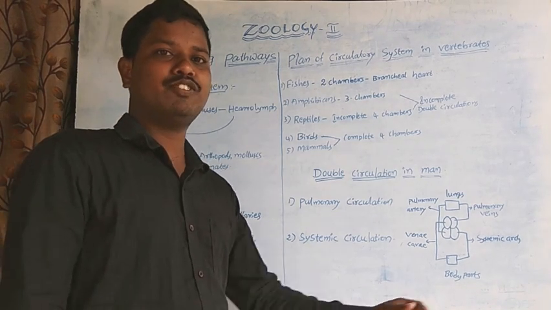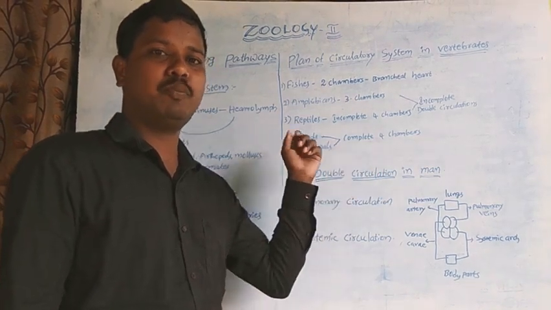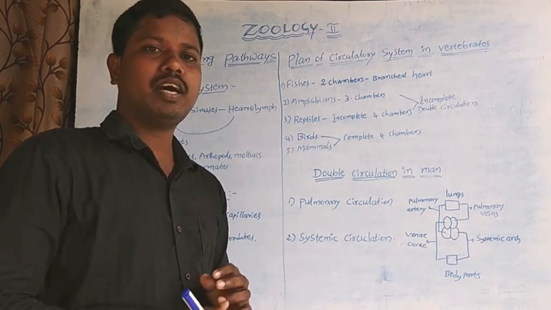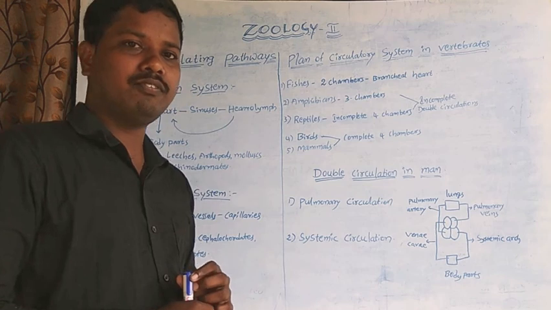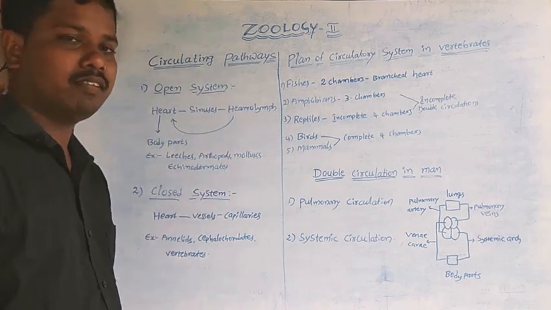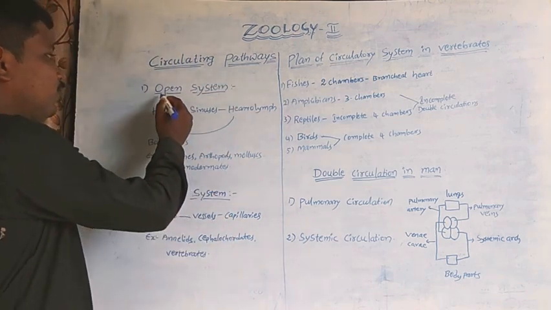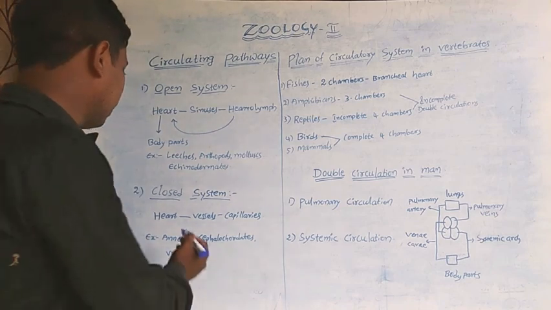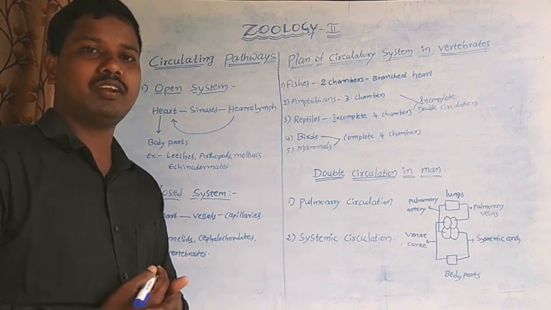Dear students, in this session, I am going to explain about the circulating pathways. There are two patterns of circulating pathways. The first one is the open type of circulating system. The second one is the closed type of circulating system.